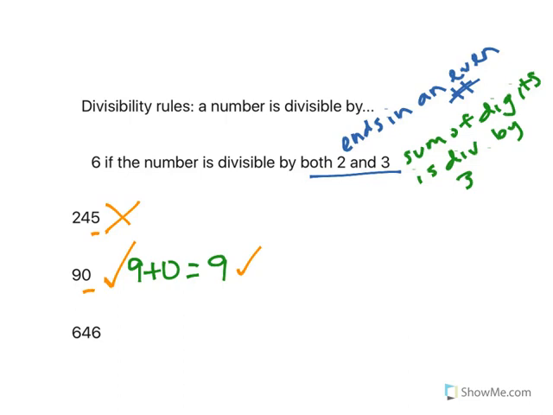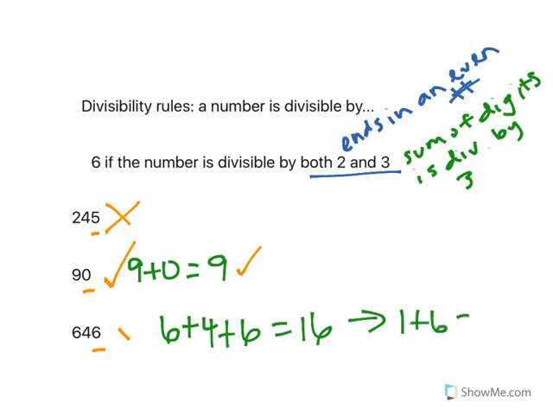Last one, 646. We end in a 6, so it works for 2. Let's see if it works for 3. 6 plus 4 plus 6. Okay, 6 plus 4 is 10. 10 plus 6 is 16. I'm not sure if that's right, so let's keep going. We're going to do 1 plus 6. That equals 7. Can 7 be divided by 3? No. Okay, so 646 is a no for the number 6.